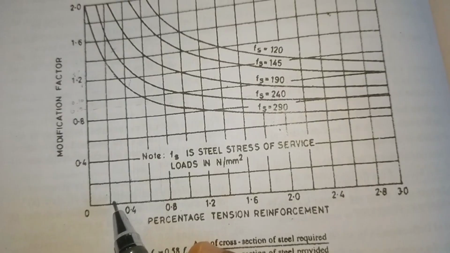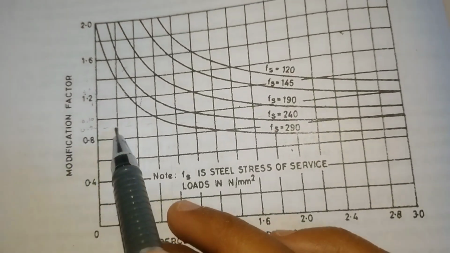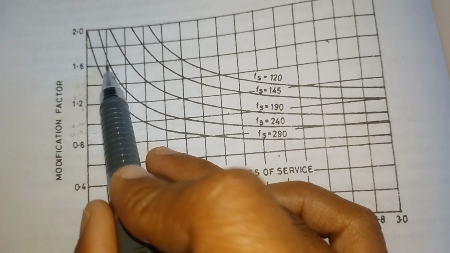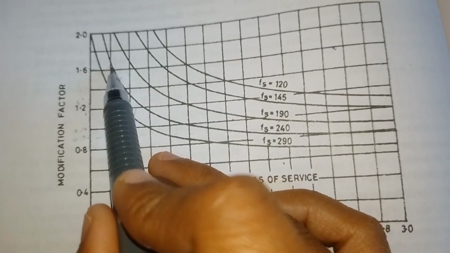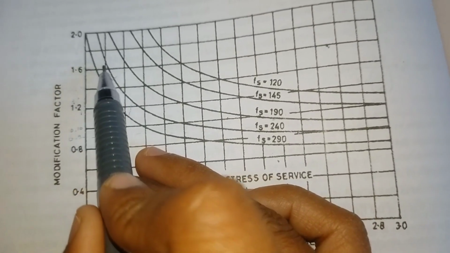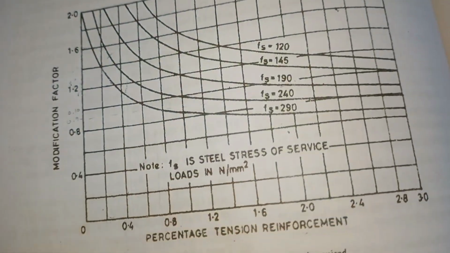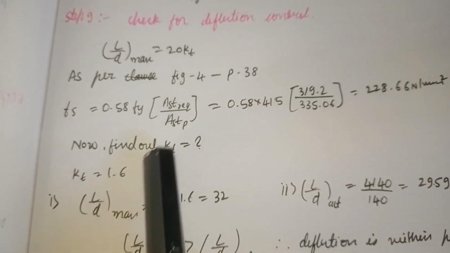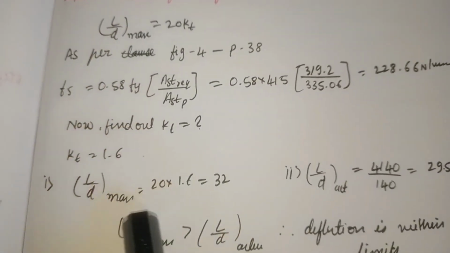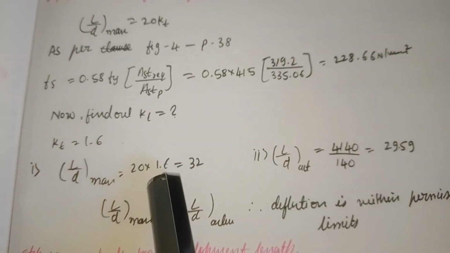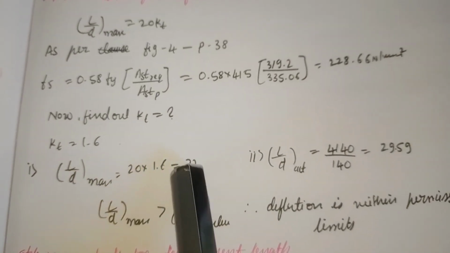Straight to this curve is our modification factor. It comes near 1.6. So now substitute the KT value in the above equation. So L by D max is equal to 20 into 1.6. It will come out as 32.